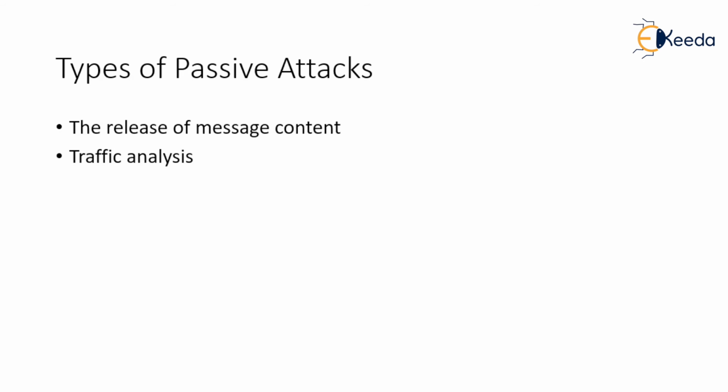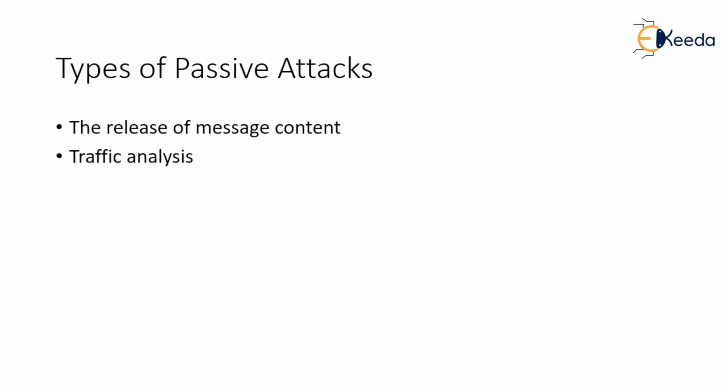So basically a passive attack attempts to learn or make use of information from the system but does not affect system resources. Passive attacks are in the nature of eavesdropping or monitoring of transmissions, and the goal of the opponent is just to obtain the information which is being transmitted.